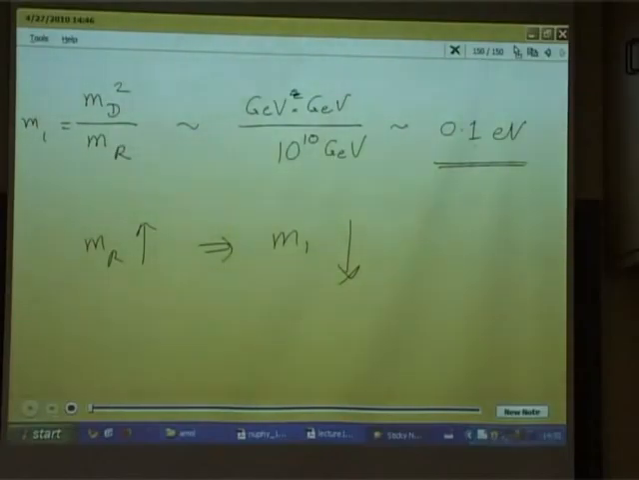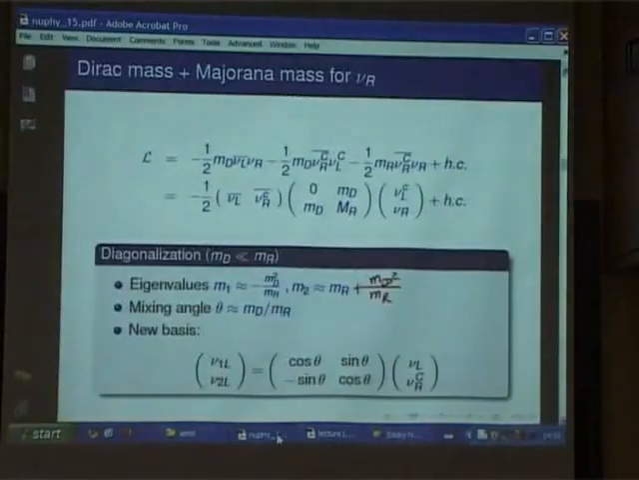So M1 therefore is 0.1 electron volts and MR is 10 power 10 GeV, which is exactly what we saw sometime back. So therefore, instead of writing MR plus MD square by MR, I can write this just as MR, because this is electron volt and this is 10 power 12 GeV.